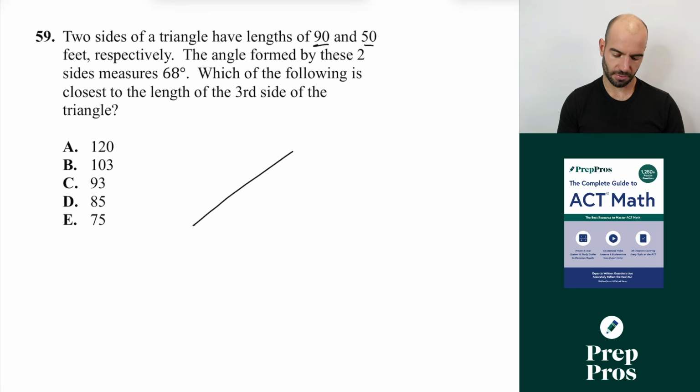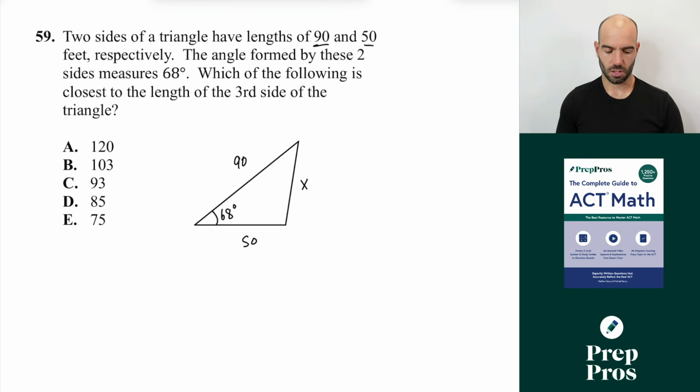So let's say these are my two sides here. I have one that is 90. I have one that is, I'll make that actually shorter, 50. I'm trying to find the length of this third side. I'll call this x over here. Now, I'm told that the angle here is 68 degrees. So how do we do this?